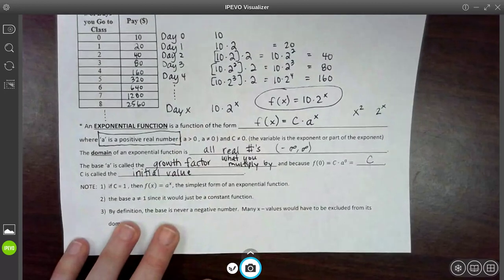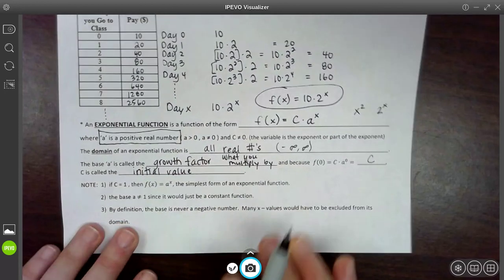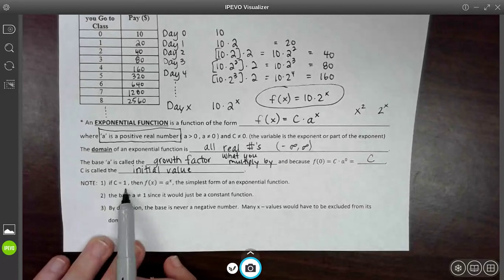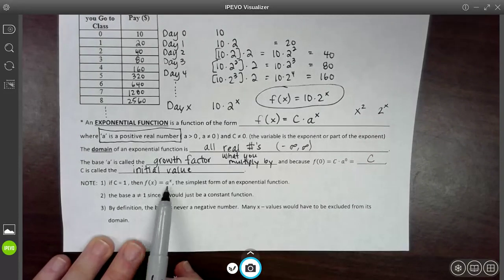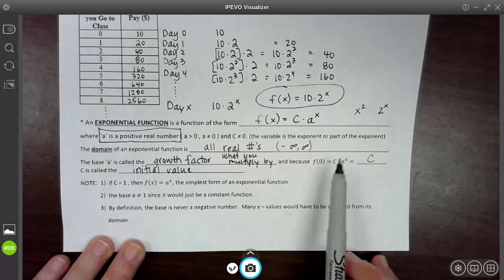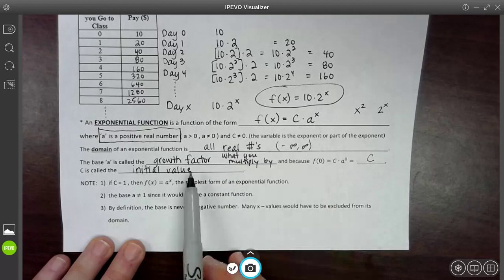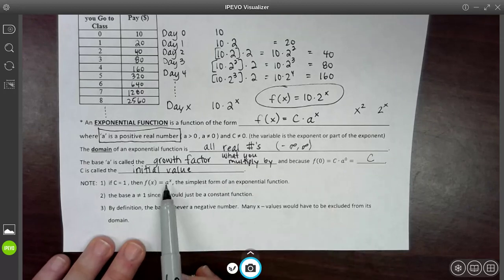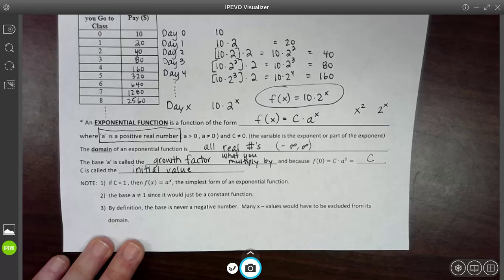Okay? All right. So there's a couple things to take note of when you're working with an exponential function. If c is equal to 1, then f of x equals a to the x. So if your constant in front of your function is 1, then you're just left with the a to the x part, which is the simplest form of an exponential function. When there's no constant, it's just a base raised to some power. That's the simplest form of an exponential function when c is equal to 1.